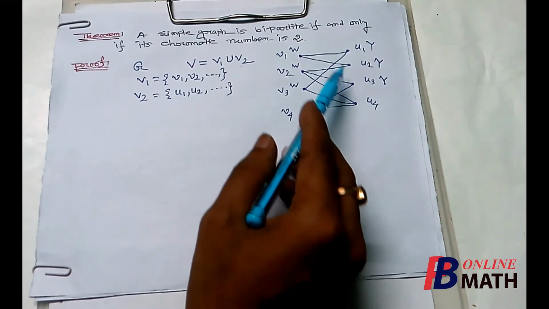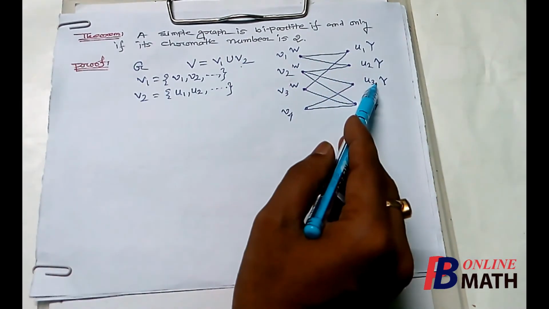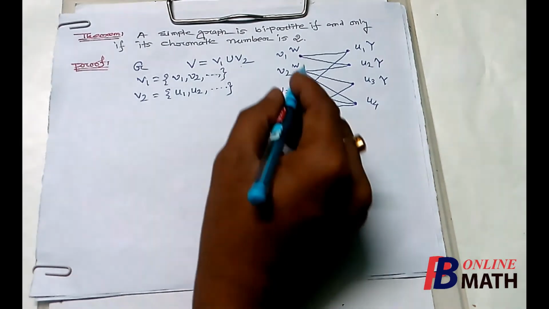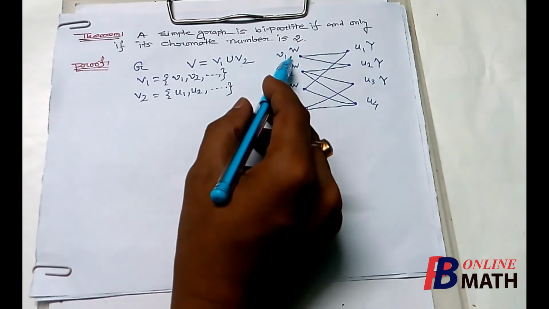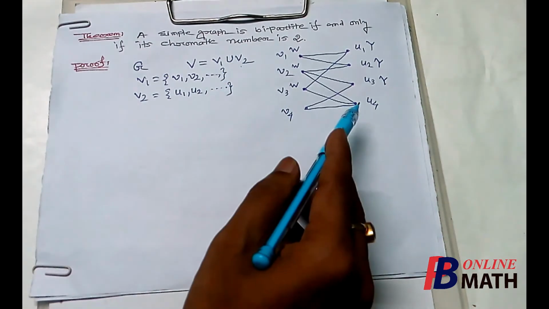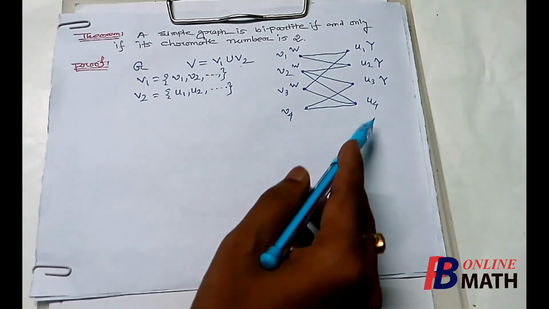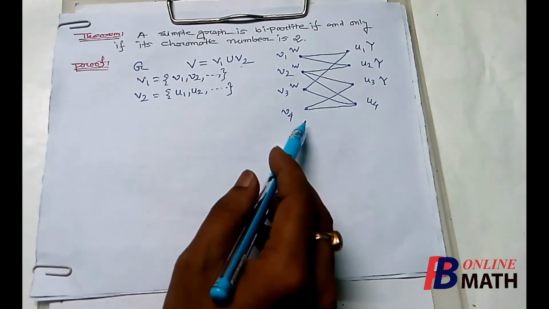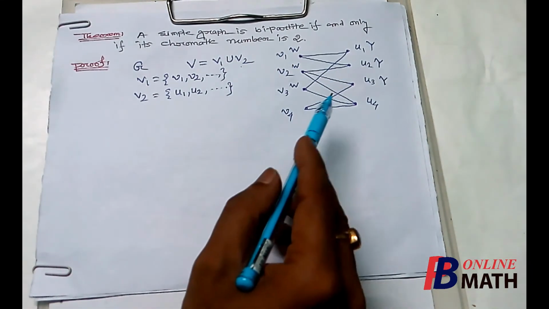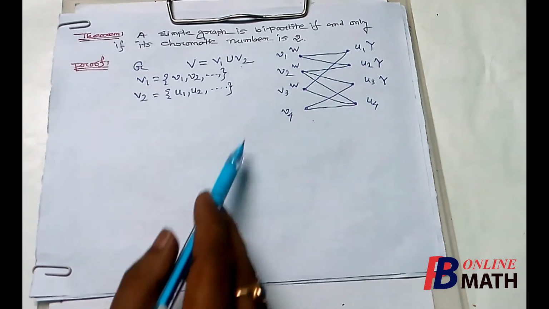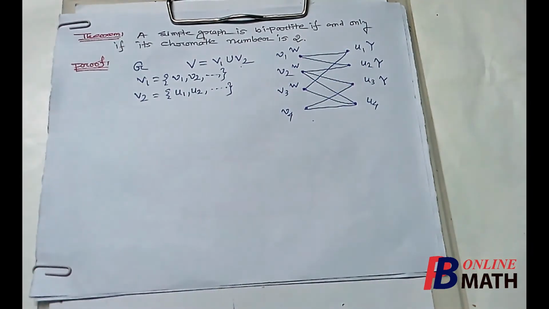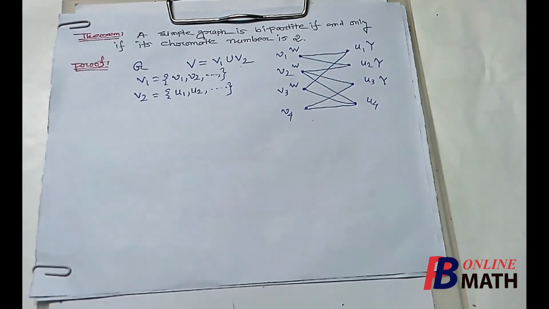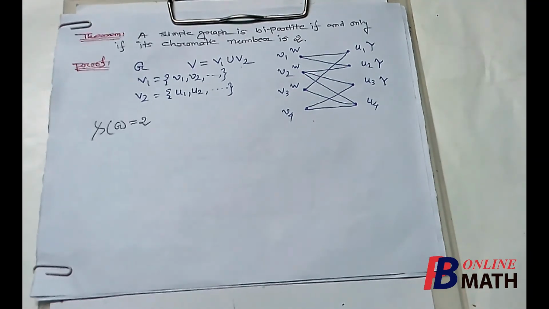But there may be an edge between a vertex of V1 and a vertex of V2. So we can color all the vertices of V1 by only a single color white, and we can assign a single color to all the vertices of V2. So here we have found that a bipartite graph can be colored with only two colors. Therefore the chromatic number of a bipartite graph is 2. So that completes the first part of the theorem.